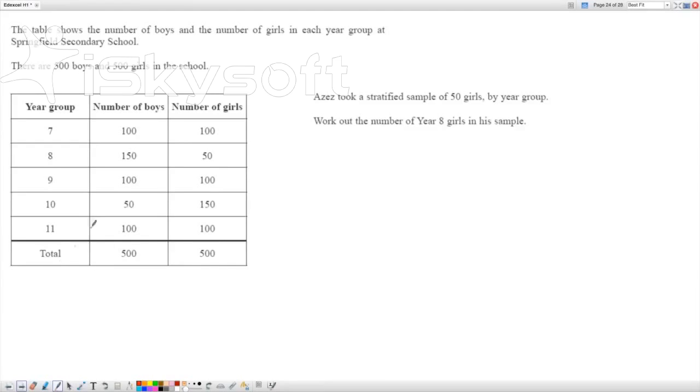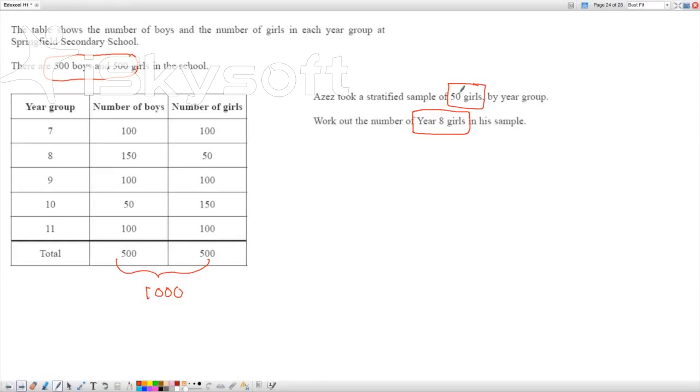Here we have a table that shows the number of girls and boys in each year group at a secondary school. We're told that in total there are 500 boys and 500 girls. And we're asked to work out a stratified sample of 50 girls by year group. So our total we're looking at here is 1,000. And we need to know how many for the Year 8 girls.